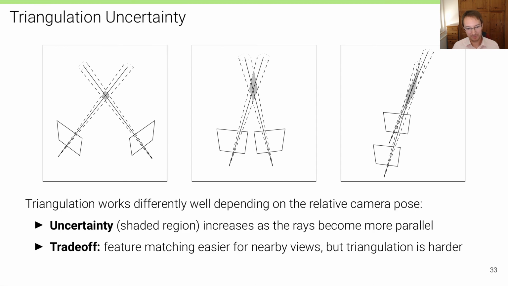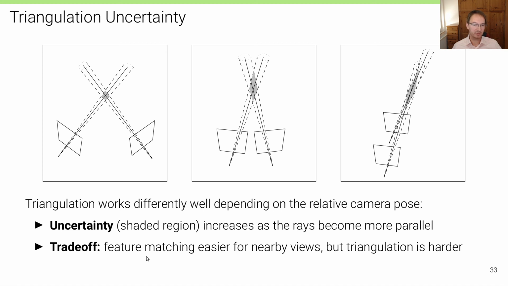Now, triangulation works differently well depending on the relative camera pose. And there's some trade-off. So here you can see the shaded region denoting the uncertainty, basically the area where the 3D point could be located. And that increases as the rays become more parallel to each other. See that here. So if you have this situation, then you have a very small gray region, but then in this situation here, you have a very elongated gray region. And so the uncertainty is very high.